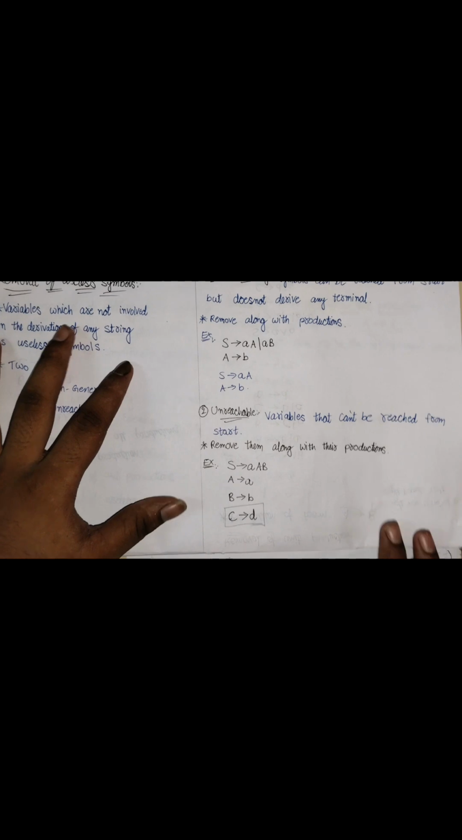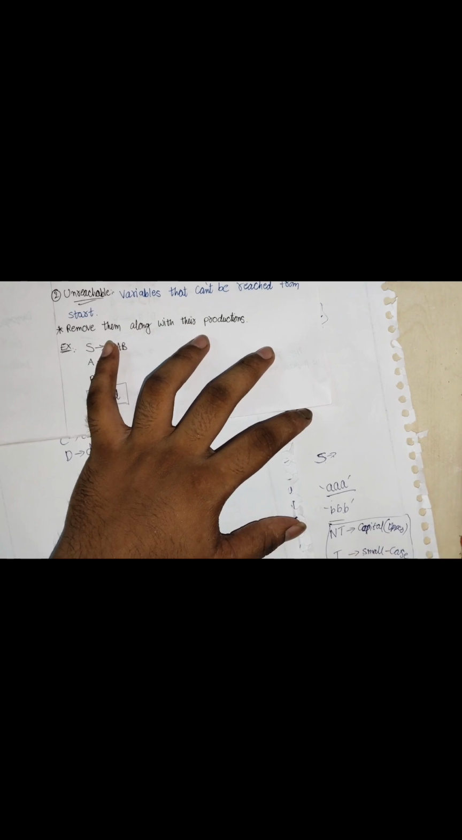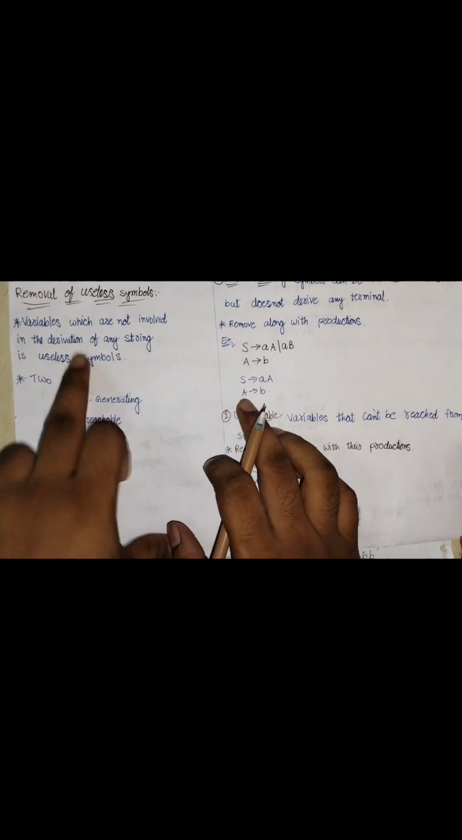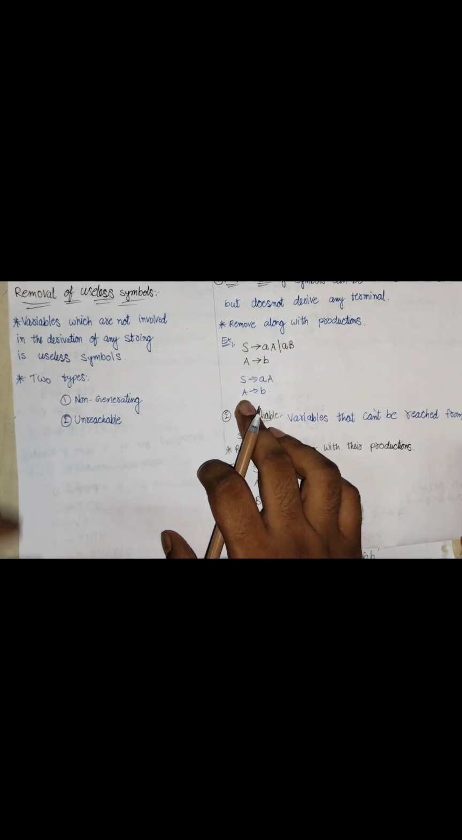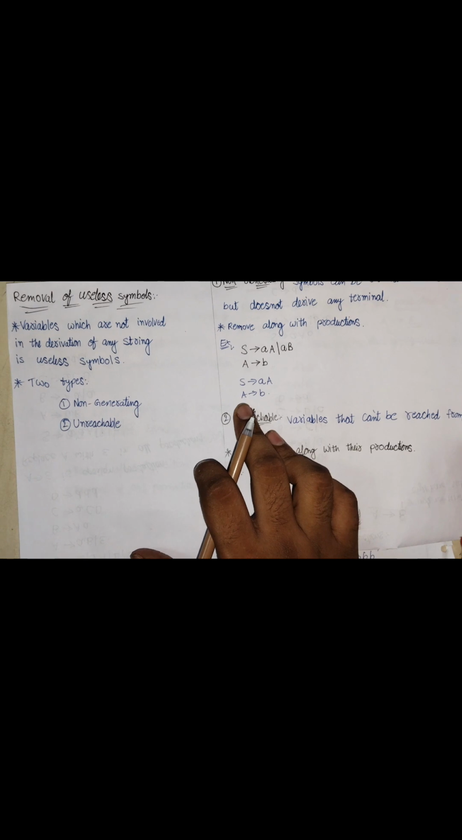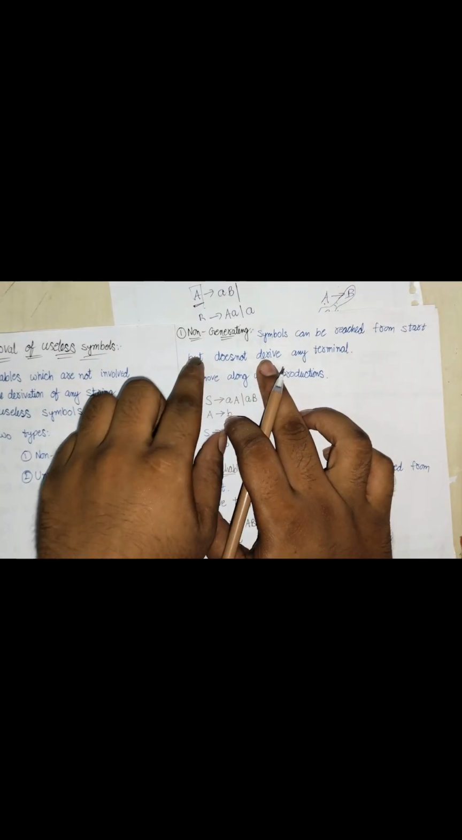Okay, so now let's see the useless symbols. If you start from a production, you have to end up with some terminals. I mean, the string should terminate at last. Then only it is known as a valid grammar. If not, the string cannot be derived from that grammar, right? So the variables which are not involved in the derivation of any string are useless symbols. Using that variable, we are not deriving any string. So those symbols are known as useless symbols. Useless symbols are of two types. One is non-generating and the second one is unreachable. Let's see about each one.